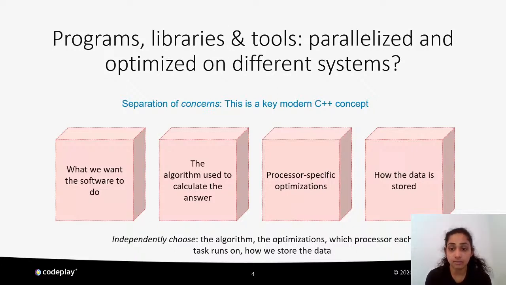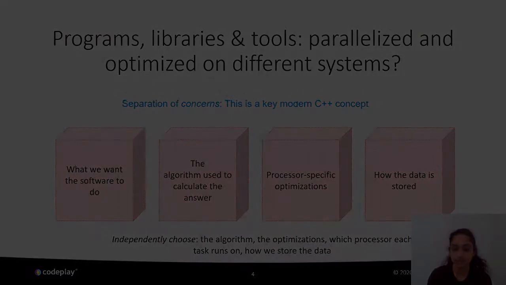The fourth division is how the data is stored. We have seen that how the data is stored, or the format or the layout in which the data is stored, can also be one of the reasons the performance of a particular software is affected. So we actually divide the problem into smaller problems. Now that we have divided them, we can independently choose the algorithm, the optimization, which processor optimizations we need, or where we want the task to run on, and how we want to store the data.